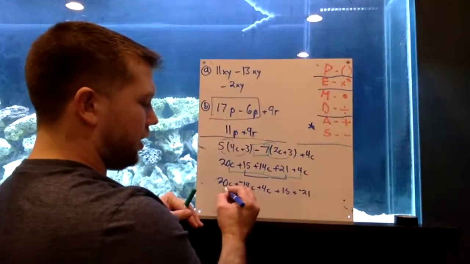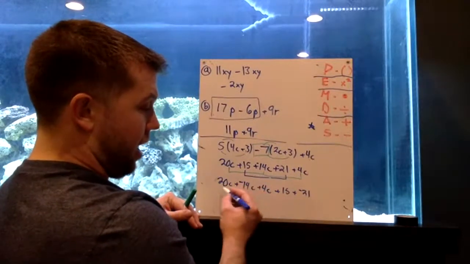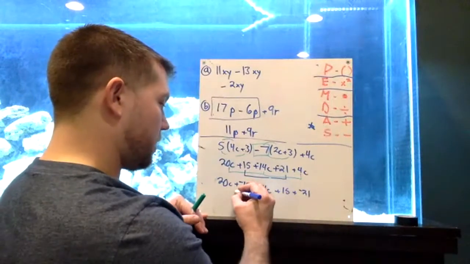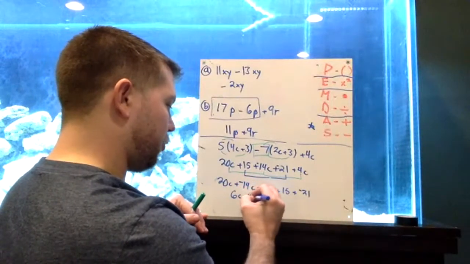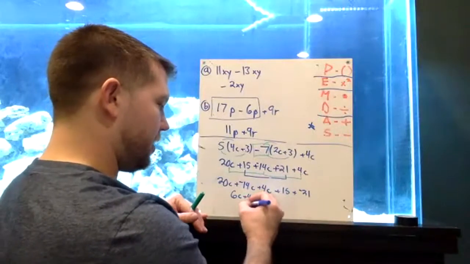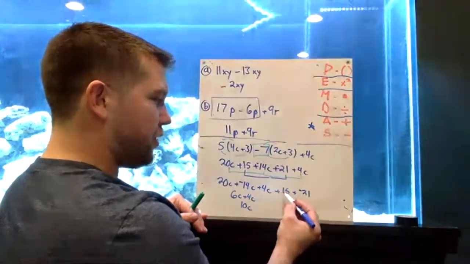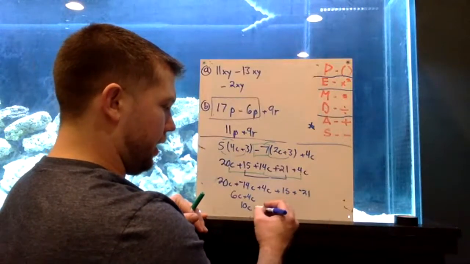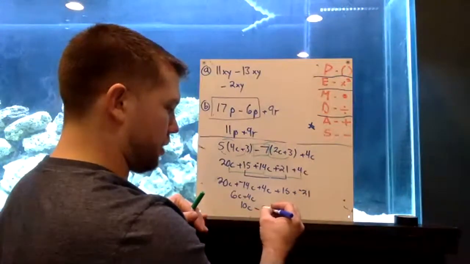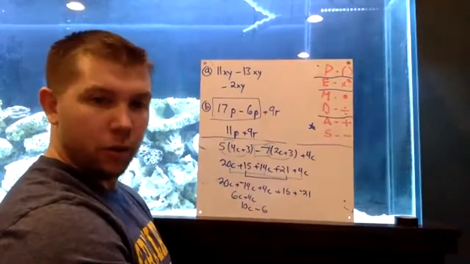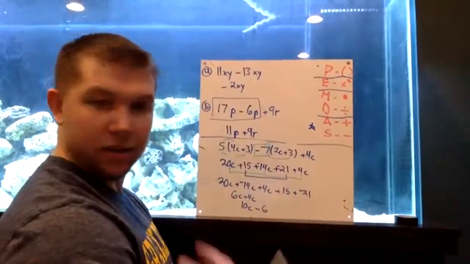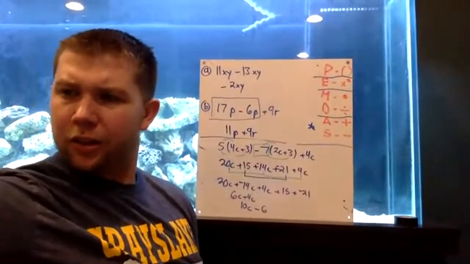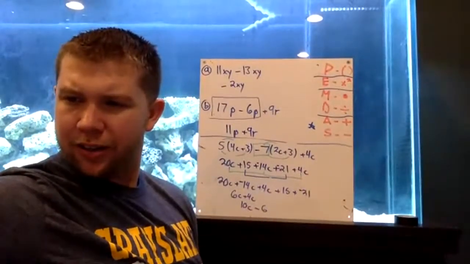So 20c, adding a negative 14c, same as subtracting a positive 14c, is going to reduce down to 6c plus 4c, which would be 10c. 15 plus a negative 21 is going to be a negative 6, which would be the same as subtracting a positive 6. So we would end up with 10c minus 6 if I did everything correctly. And I don't see anything in the classroom, so it seems like we're doing okay.